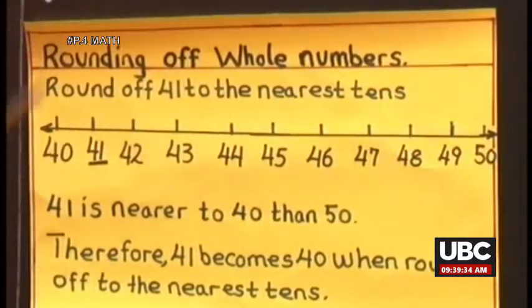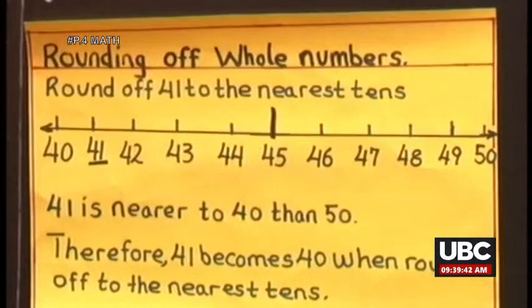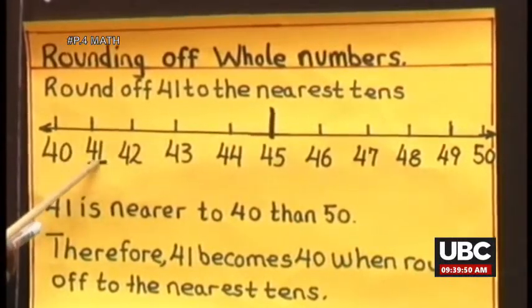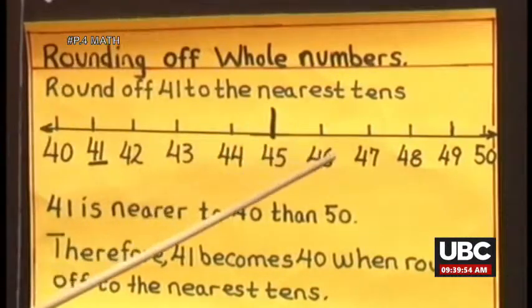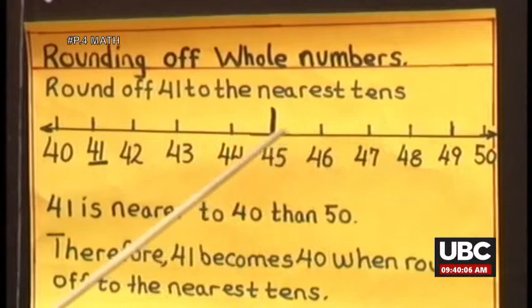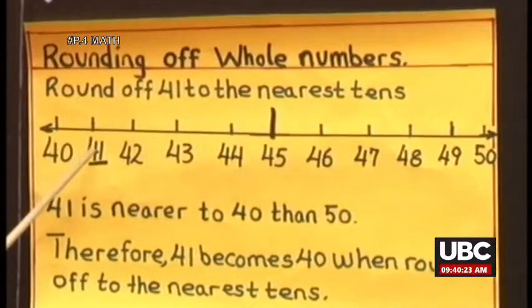If you look at our number line, we have the middle here, spot 45. So numbers from 40 to 44, all these numbers having 1, 2, 3, 4, when you are rounding off, you round off downwards to this side. And numbers from 5, 6, 7, 8, 9, you round off upwards. 45 is tricky because it is in the middle. But the rule says when you are rounding off 45, you round off upwards and not downwards. But all these numbers between 40 and 45, when you are rounding them off, you round off downwards.